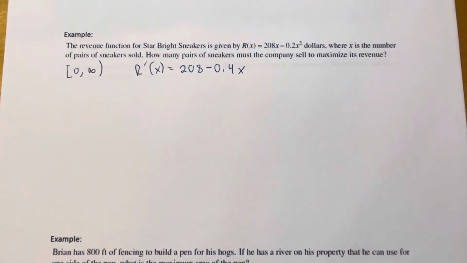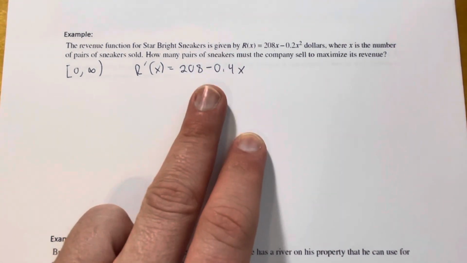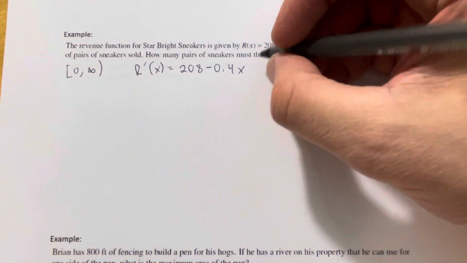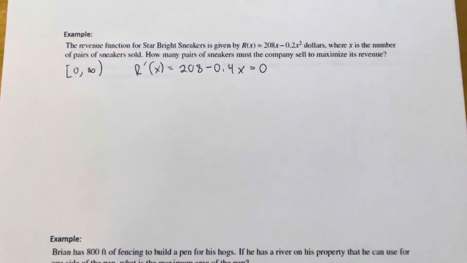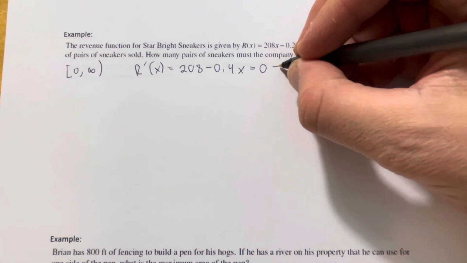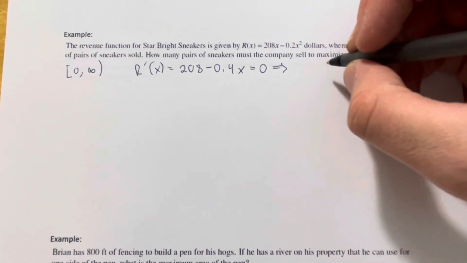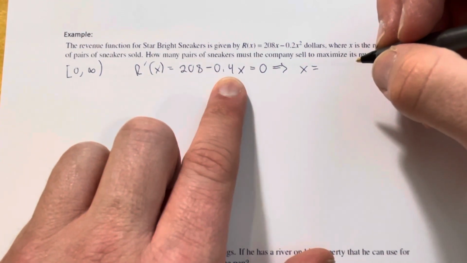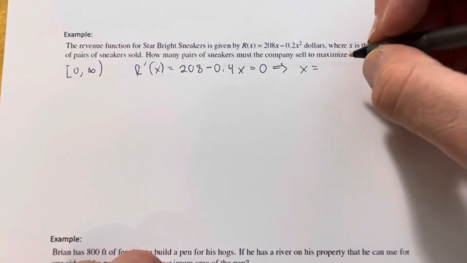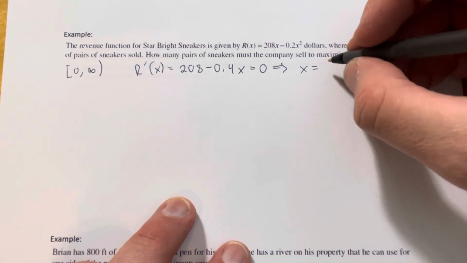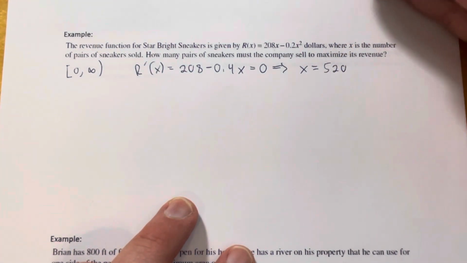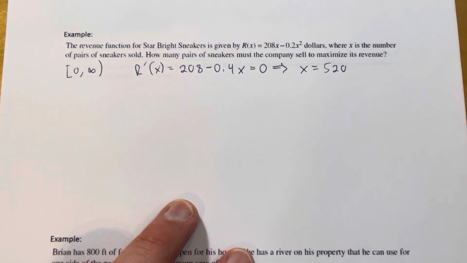Okay, the purpose of finding the first derivative is to get critical numbers. This is defined everywhere, so we won't get any places where the function is not differentiable. So instead, we find critical numbers by setting it equal to 0. This is easy to solve. Takes 2 steps, right? Add this term over, divide both sides by 0.4. So 208 divided by 0.4, that comes out to 520. That's the only critical number that we got, okay?